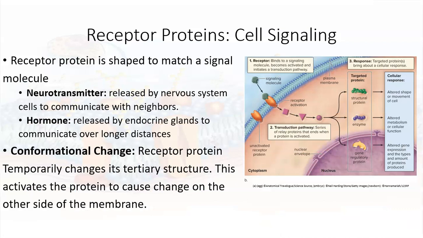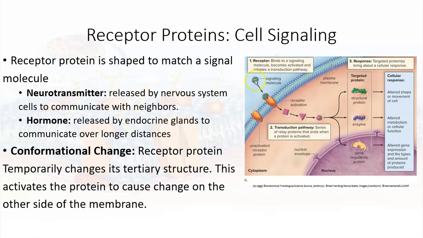So receptor proteins, once again, are basically like a little lock and key, is the traditional way of talking about it. They are shaped to match a molecule's shape. So they're shaped to match a particular neurotransmitter, which is something that's released by your nervous system to communicate with the next door neighbors. If this was a neurotransmitter in our image here, it would have been released from a cell that's just off the screen. It wouldn't be very far away.